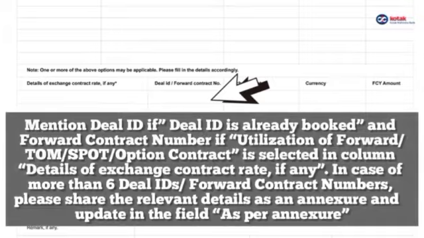Deal ID, forward contract number. Mention deal ID if deal ID is already booked, and forward contract number if utilization of forward/TOM/spot/option contract is selected, in the column details of exchange contract rate, if any. In case of more than 6 deal IDs/forward contract numbers, please share the relevant details as an annexure and update in the field as per annexure.